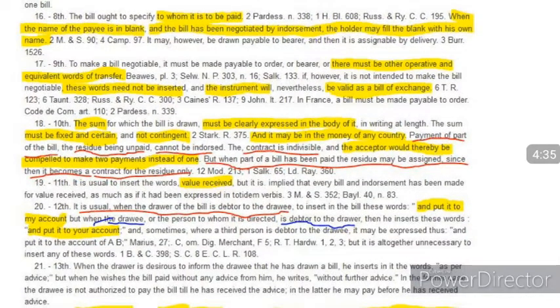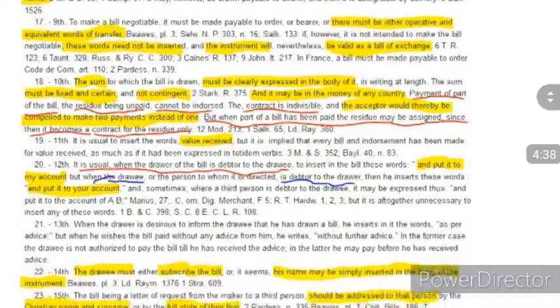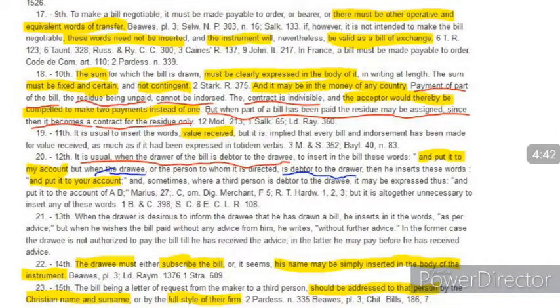It must be operative and have equivalent words of transfer. That's just like with any bill of transfer, title, deeds, things of that sort. It has to be clear what's going on. These words need not be inserted; the instrument will be valid as a bill of exchange. Basically, there doesn't have to be any particular wording. The sum in which the bill is drawn must be clearly expressed in the body of it. It must be fixed and certain, not contingent. It may be in the money of the country. That's one other stipulation we hadn't heard, but pretty much the same so far.